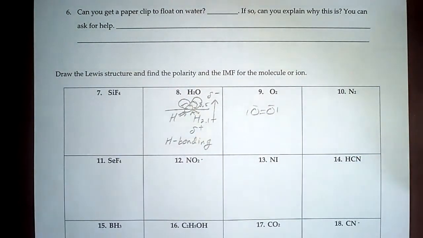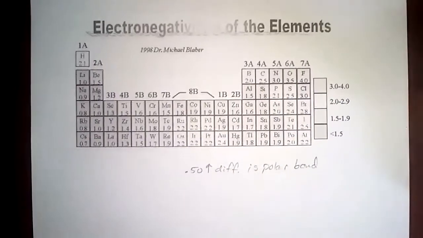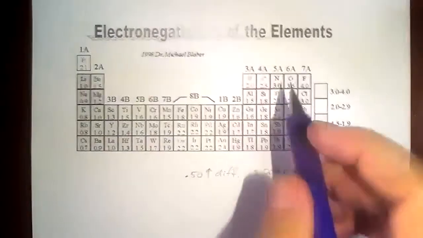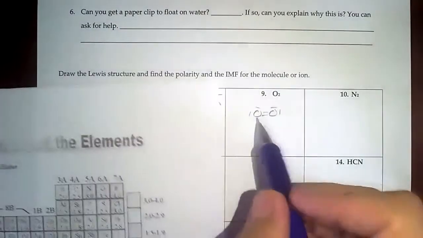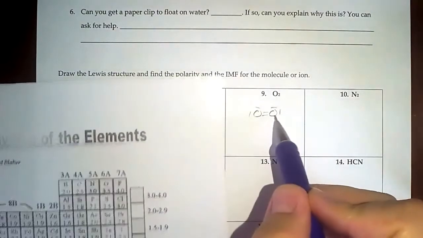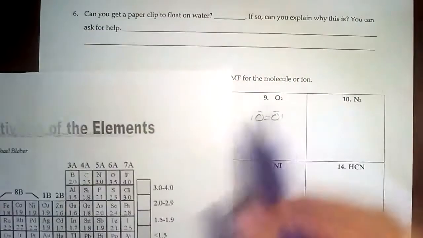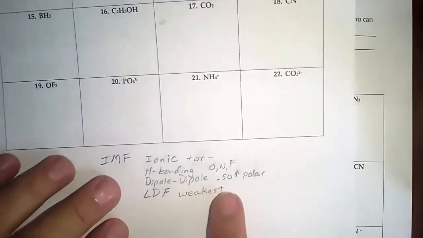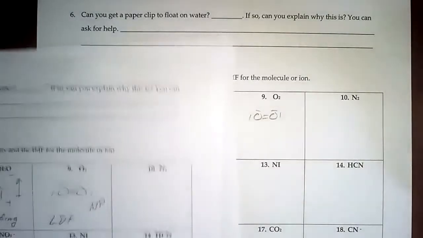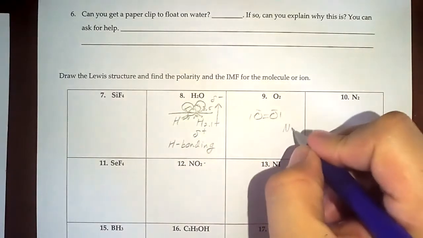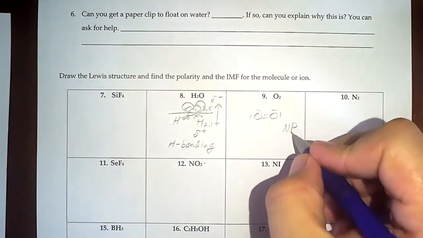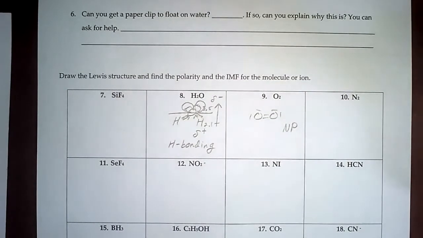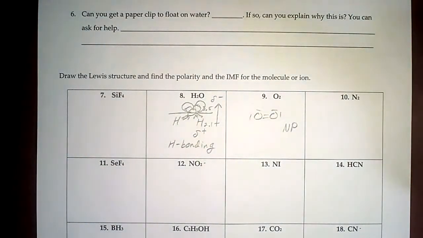Now, is this a polar molecule? Now, you could check this chart, but there's no real point, because no matter what this value is, even if you don't know, you know the difference is 0, because any number minus itself is 0. So can the difference be greater than 0.5? Obviously not. So this is a non-polar molecule. And most people just put NP and don't draw an arrow for a non-polar molecule.